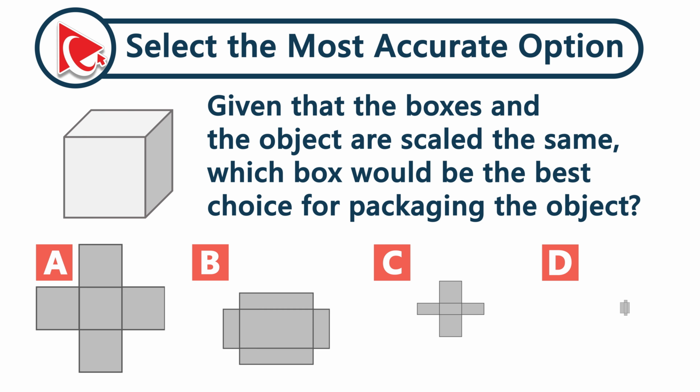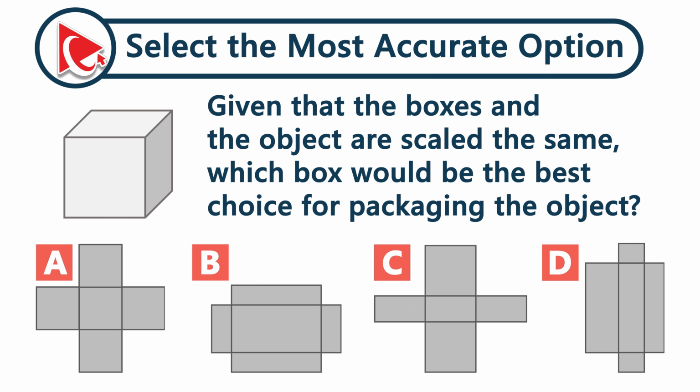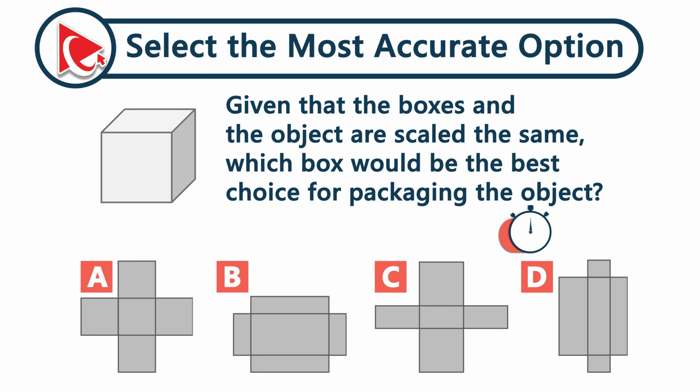Here's a quick packaging puzzle with a spatial twist. You've got a cube-shaped object and 4 box nets. Only one will fold into the perfect box for the cube. Can you visualize which one?